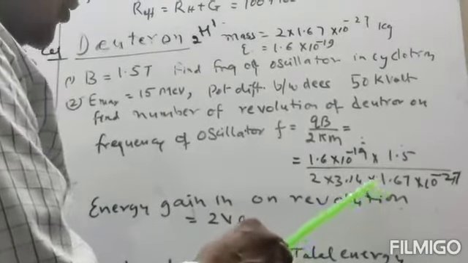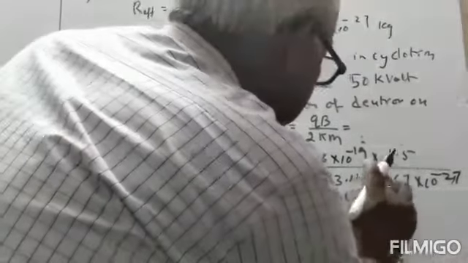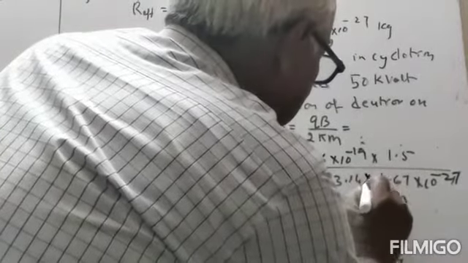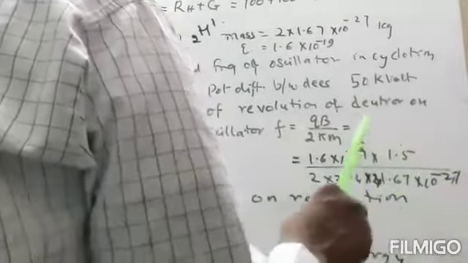which is equal to 2 into 1.67 into 10 raised to minus 27. We will solve it and we will find the value of the frequency, and it can be calculated easily.